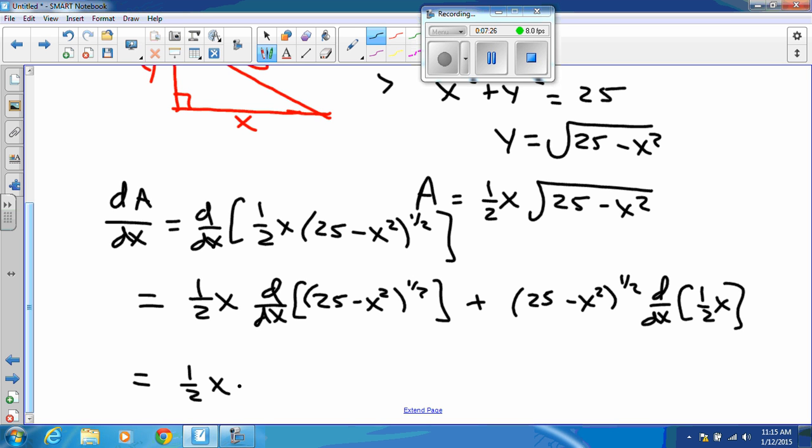How do we do it? Use the power rule, 1/2 times 25 minus x squared. Good. To the negative 1/2. Good. Because we need to multiply by what? The derivative of the inside. And what is that derivative of the inside?